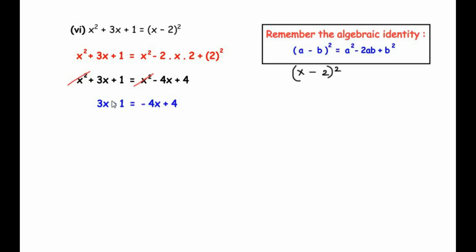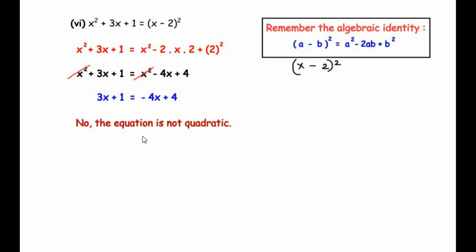So here we can see that the highest power of x is 1. So this given equation is not a quadratic equation. So here we have written, no, the equation is not quadratic.